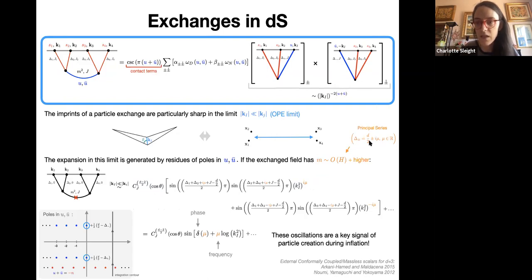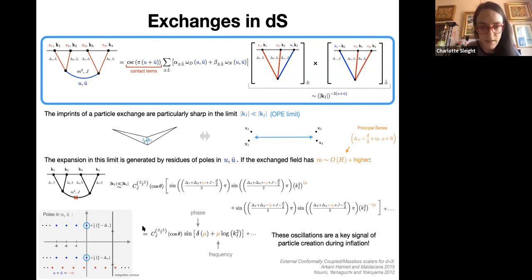So they take the form d over 2 plus or minus i mu, where mu is a real parameter. These correspond to massive particles of mass of order the Hubble scale or higher. So they include precisely the type of particles that can be created by the inflationary expansion. And these particles have a rather distinct signature in this soft limit, and this is precisely due to the fact that these scaling dimensions are complex. They generate an oscillatory behavior as a function of the log of the exchange momentum.